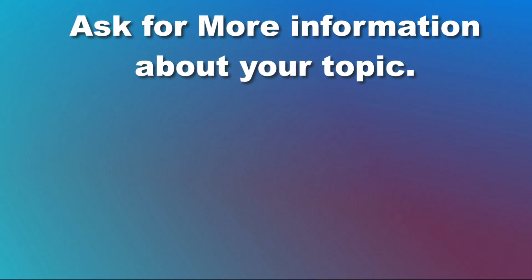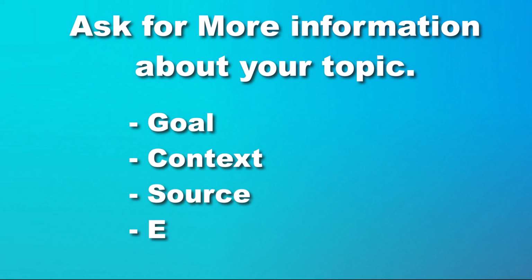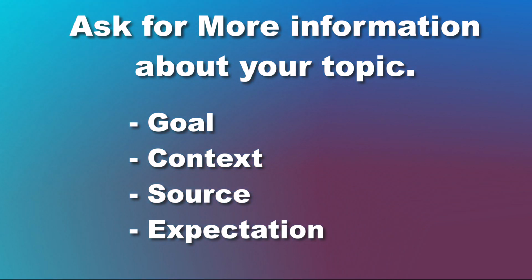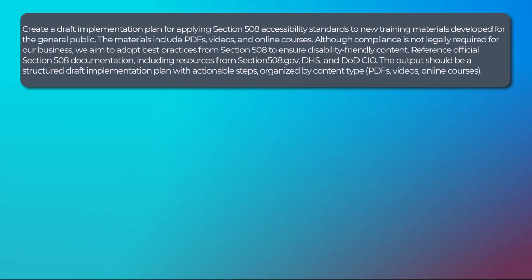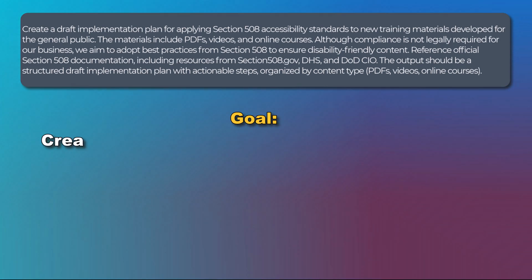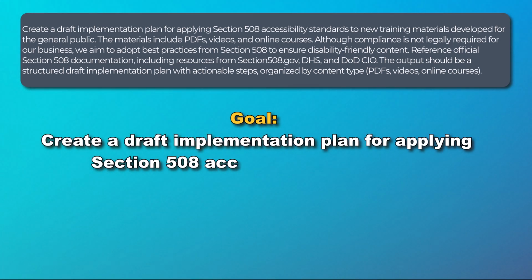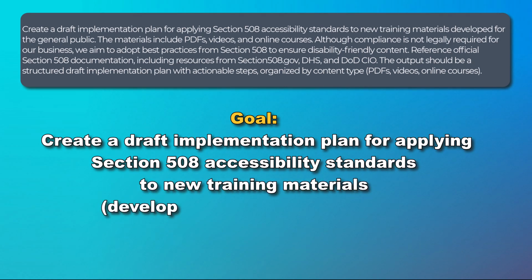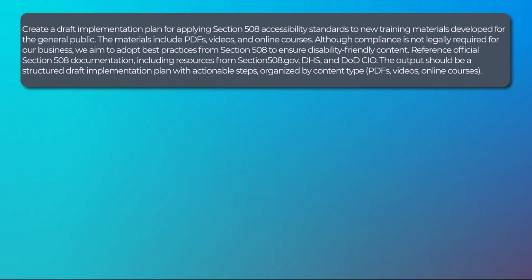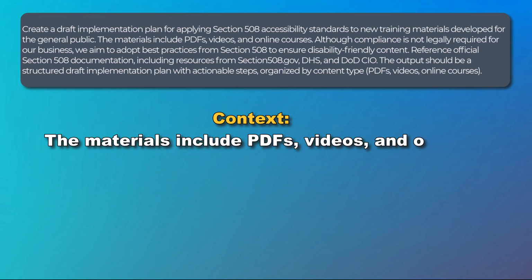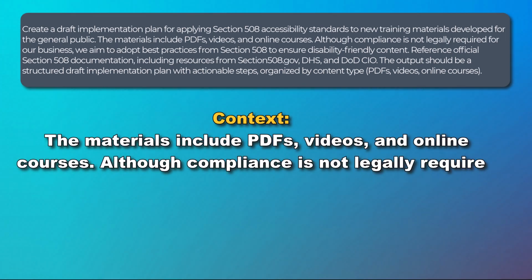Ask Copilot for more information about your topic and remember to specify a goal, context, source, and expectation. Here's an example of a better prompt for 508 using that framework. The goal is to create a draft implementation plan for applying 508 accessibility standards to new training materials developed for the general public. Now, developed for the general public could also be part of the context. Context is the materials include PDFs, videos, and online courses.